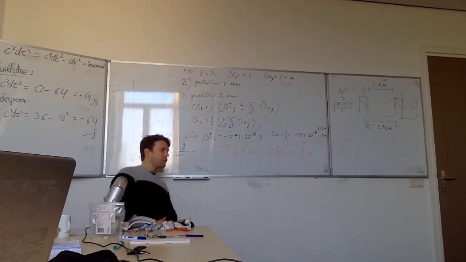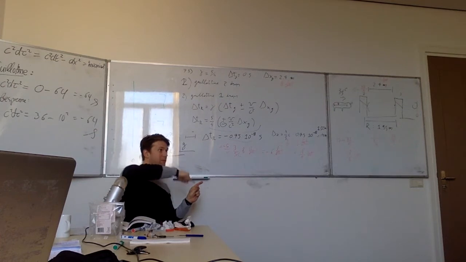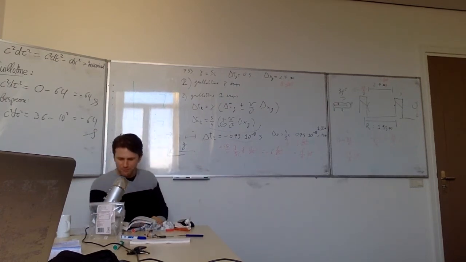Just a checkup question: A was in an inertial system, but he observed somebody in a non-inertial system. Is it allowed for him to use special relativity? Yes, that answer is yes. Okay, good. All right.